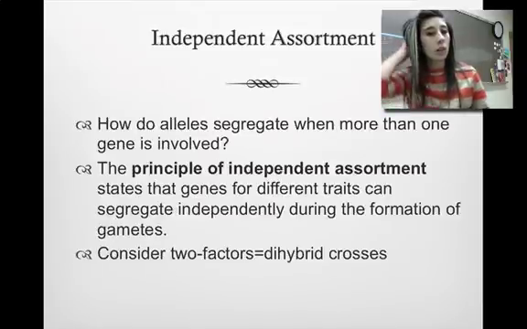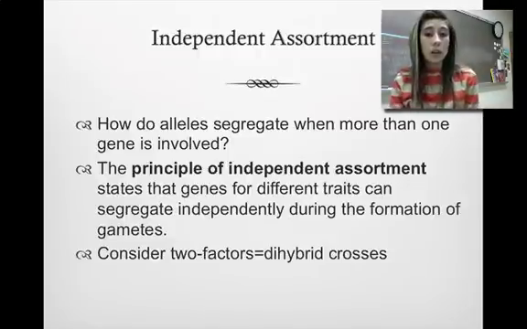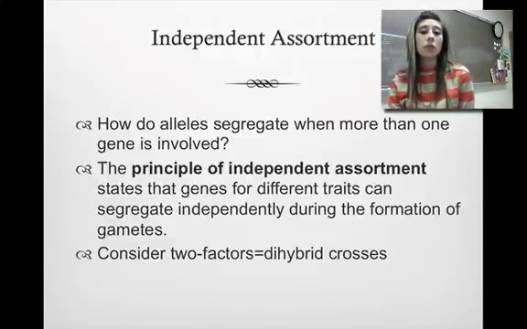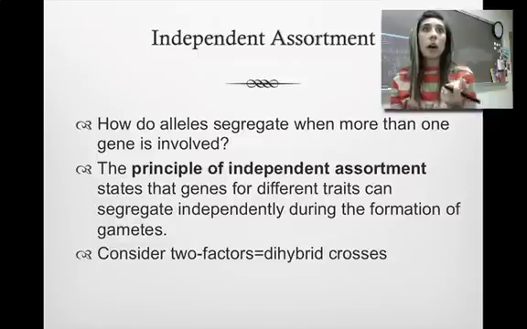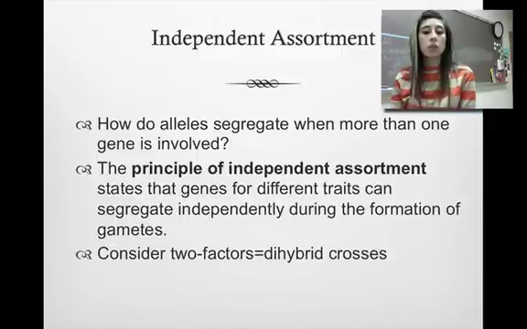So how do these alleles segregate when more than one gene is involved? What if we're looking at a pea pod that has color and wrinkled seeds included in what we see? What Mendel came up with after studying the pea pods and looking at their characteristics was the principle of independent assortment, which states that genes for different traits will segregate independently during the formation of gametes.